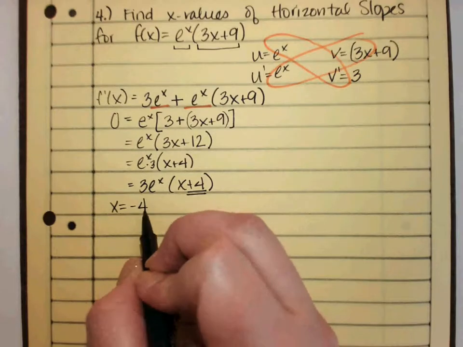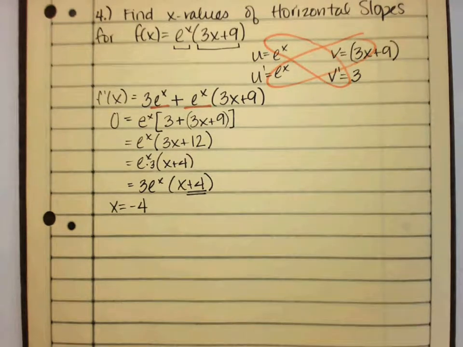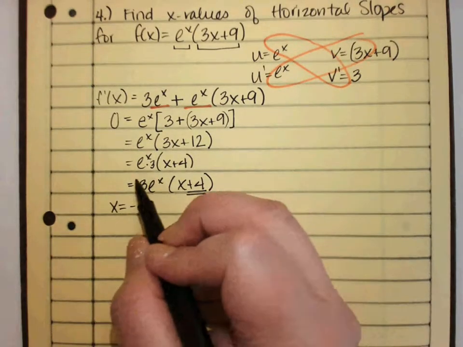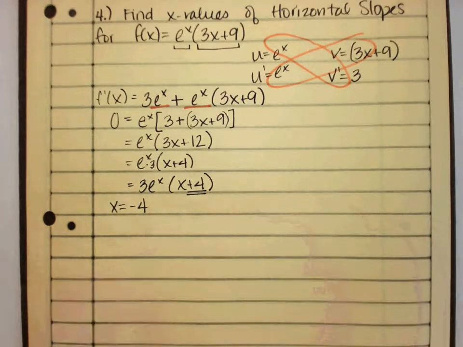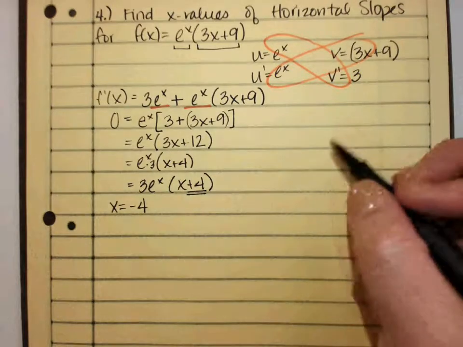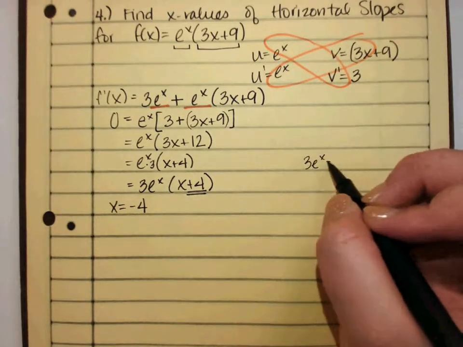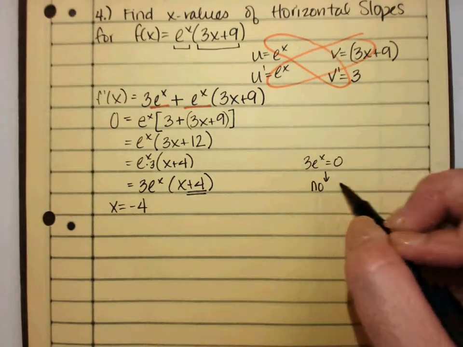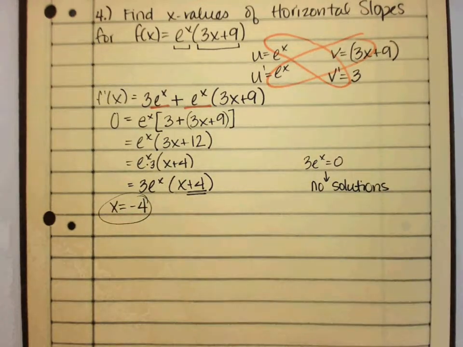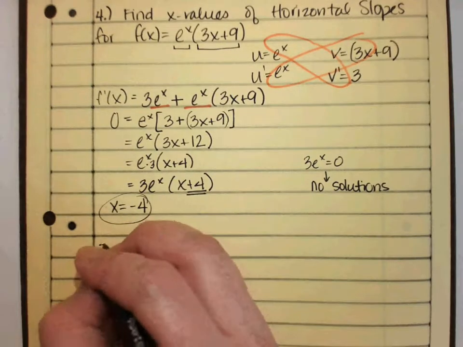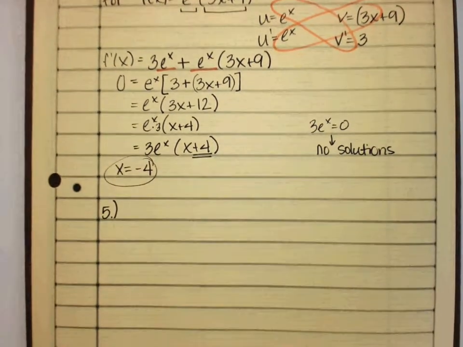Negative 4. My other answer would come from when 3e to the x is 0. But when does e to the x hit 0? Never. So if I set 3e to the x equal to 0, that has no solutions. So what that means is that my only answer is negative 4. If you think about the graph of e to the x, it never hits 0. So that's why I don't get an answer for that. Okay? Good? Okay, the last one for today.